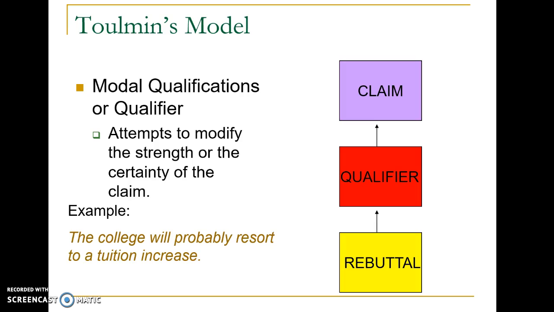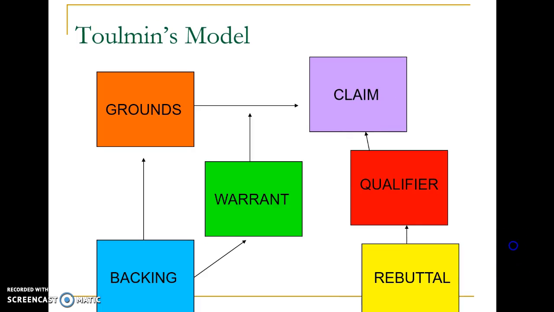So in other words, instead of saying, in my example here, the college will raise tuition, if we soften it a little bit by saying the college will probably resort to a tuition increase, it kind of softens a little bit, like that there's other possibilities, but this one's the most likely. So a qualifier softens your claim so that it's not as strong, but yet still makes the audience go, that seems like the stronger of the claims possible.